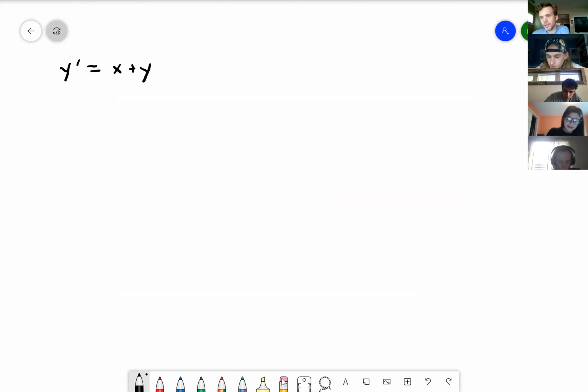Okay, so this could not be written as some function that's entirely in terms of x times some function that's entirely in terms of y, no matter how we try to rewrite this thing. So it's not a separable equation. So what can we do in order to solve this thing?